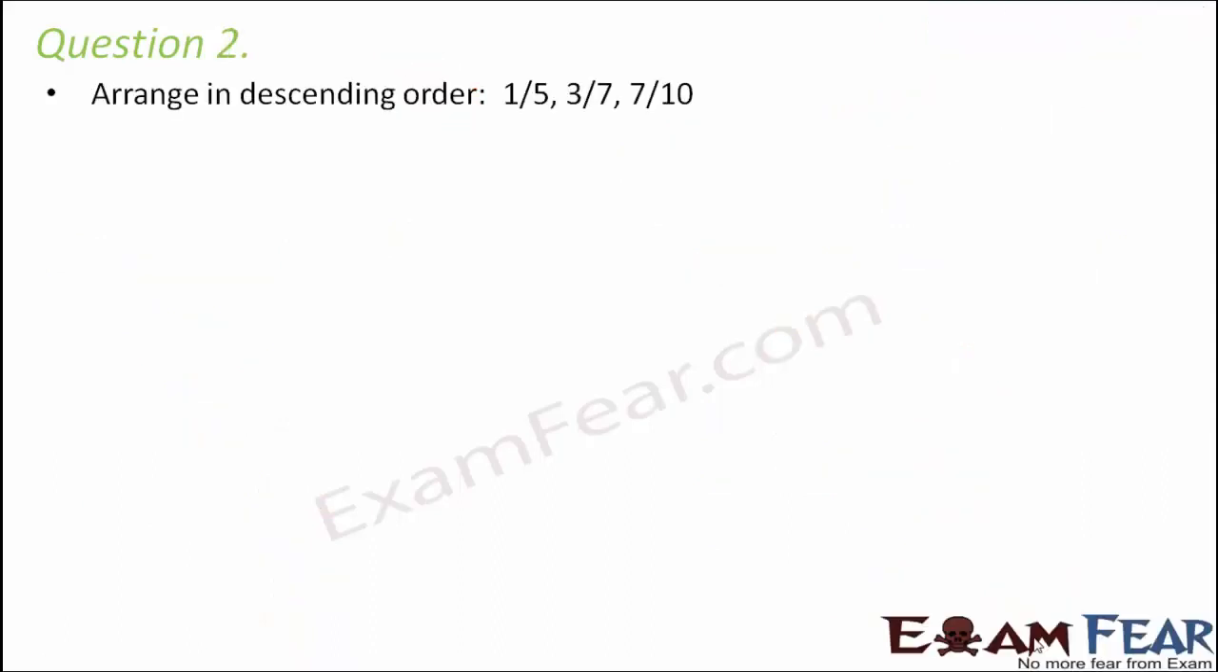Question number 2. Arrange in descending order. What is the meaning of descending order? Descending order is nothing but decreasing order. So that means the bigger ones first and then the smaller ones. Now in this case, we have three different numbers. That is 1 by 5, 3 by 7 and 7 by 10.